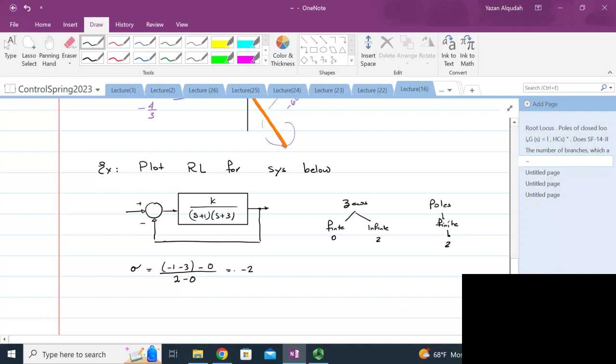I'm going to calculate theta of the asymptotes, which is going to equal (2k plus 1) multiplied by 180 divided by the number of finite poles minus the number of finite zeros, which is 2. And when k is equal to 0 and 1, it's going to give me theta A equal to 90 degrees, and 270 degrees, which is the same as -90 degrees.